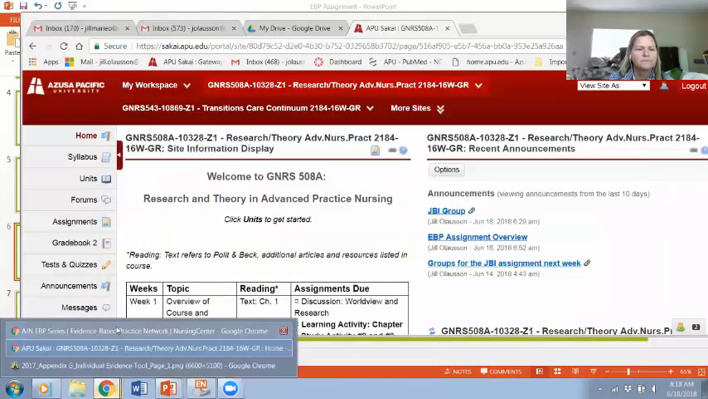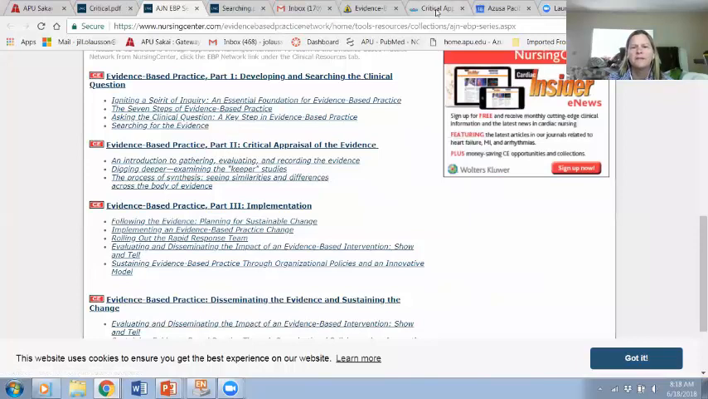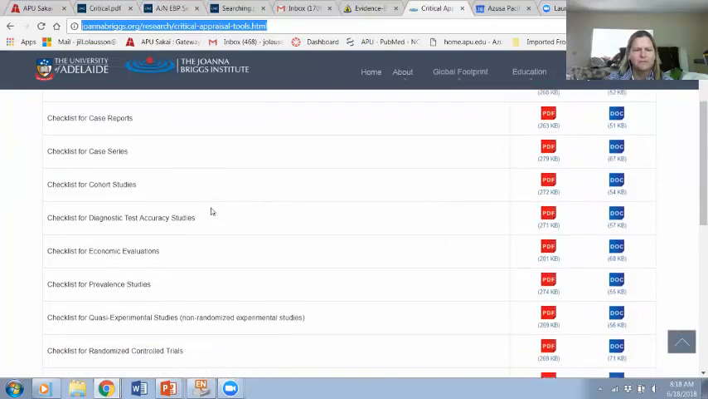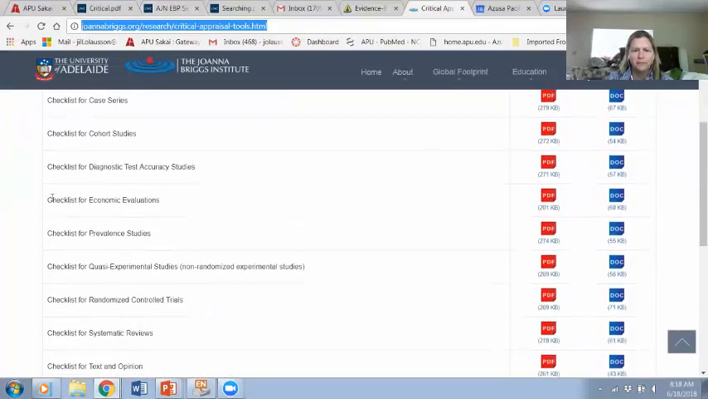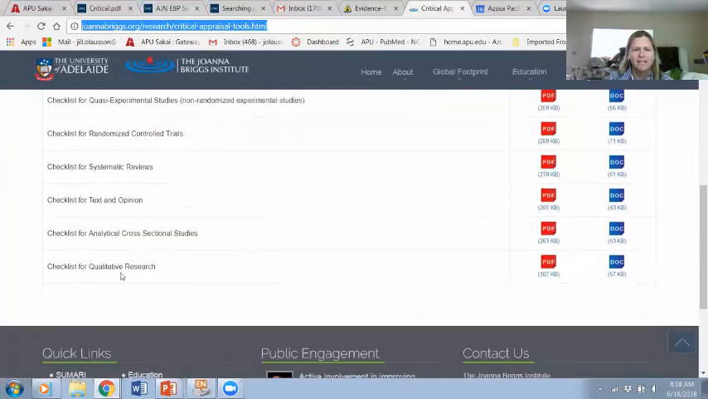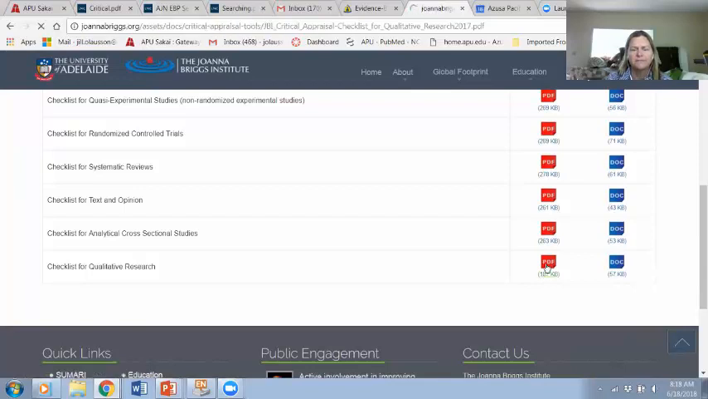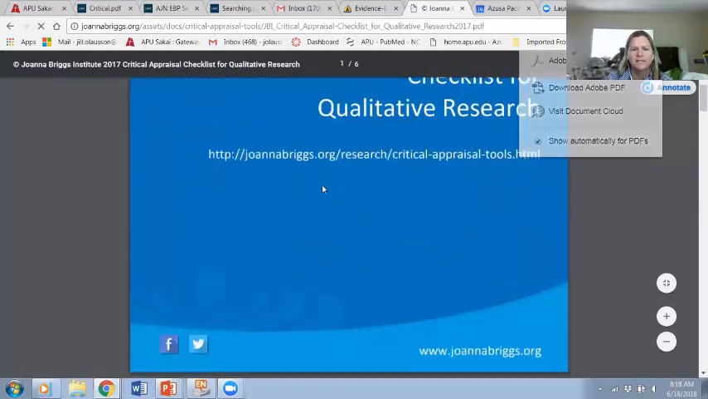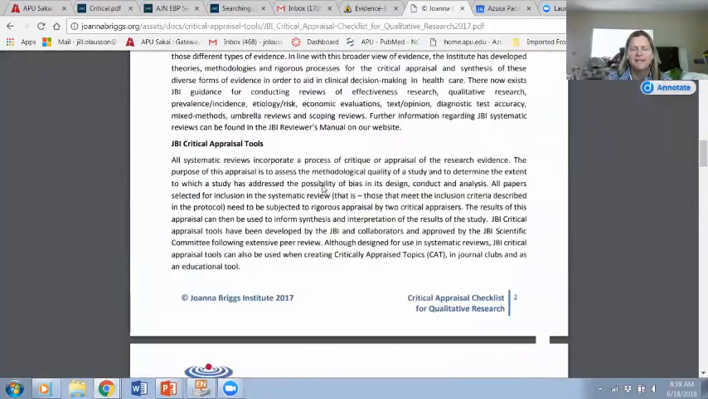Not that one. So what we have here is the Joanna Briggs Institute. They have a lot of information about evidence-based practice, but we'll primarily be looking at their critical appraisal tools. Based on any type of study or research article you might find, they have a little checklist here. So here's qualitative research.